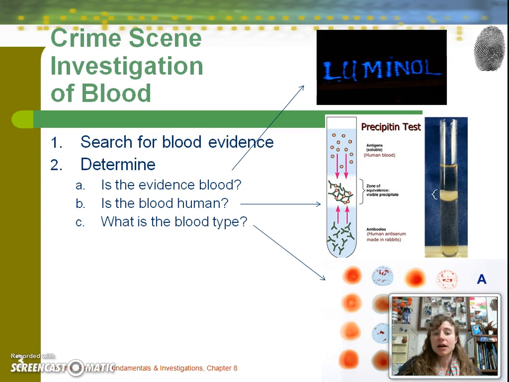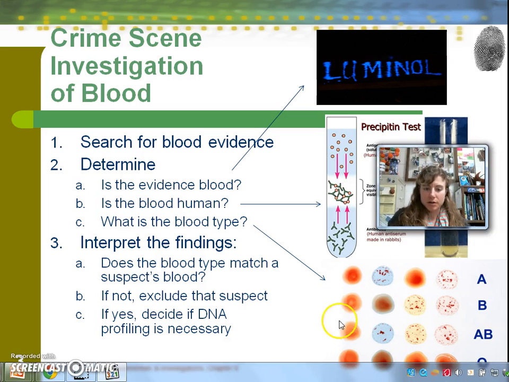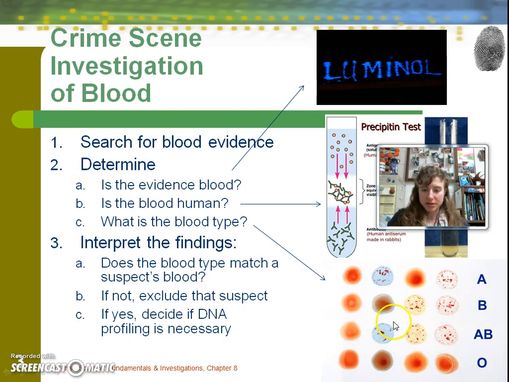And actually you can make other types of antibodies. For example, you can make dog antibodies. And you could make that in a rabbit and then test and say, oh no, that blood at the scene was actually dog blood. Then you need to interpret your findings. So does the blood type, such as this, match that of a suspect? And from there, you may choose to go into DNA profiling.